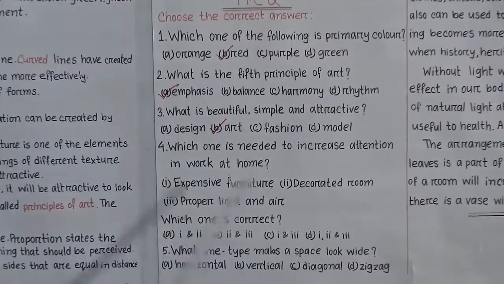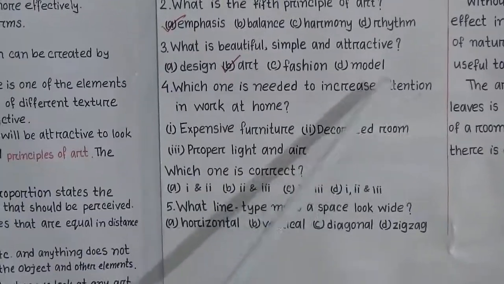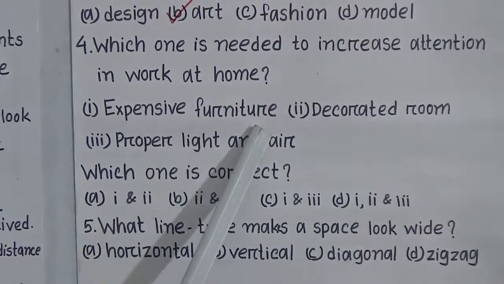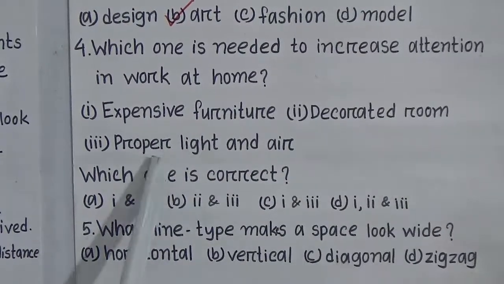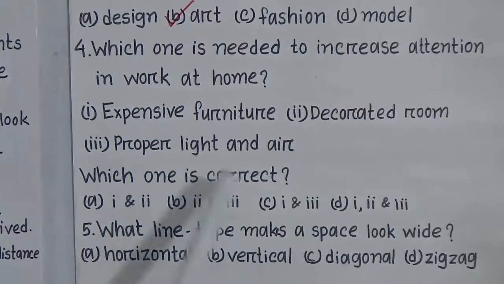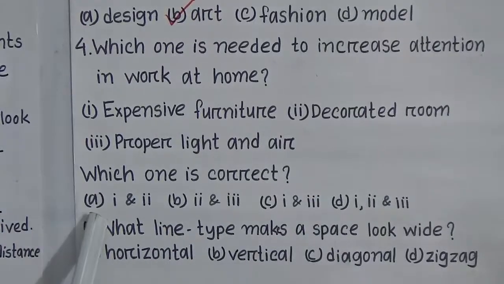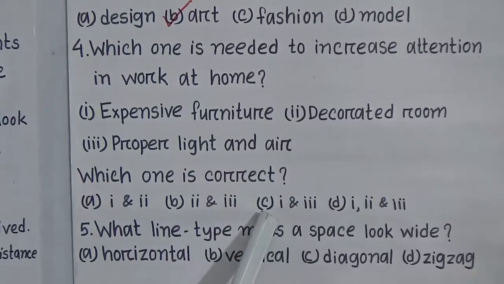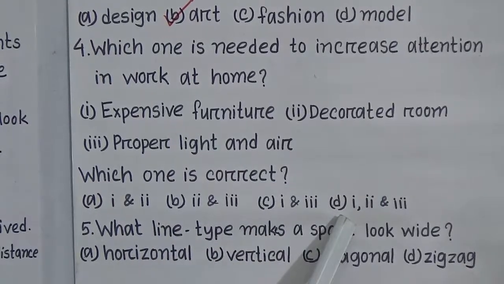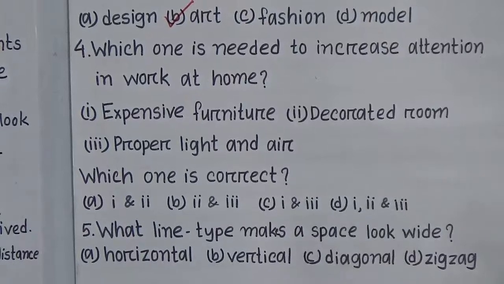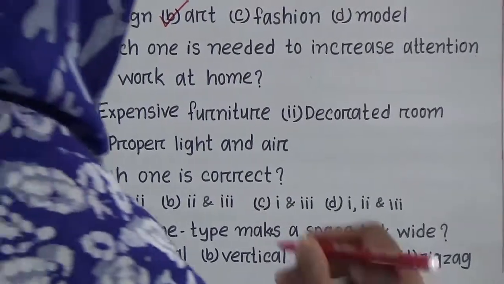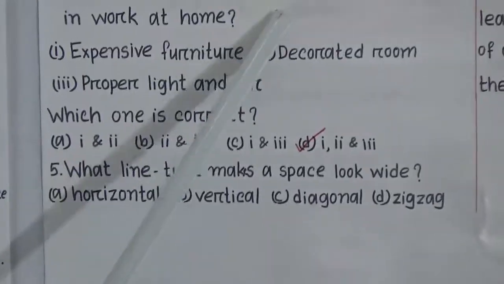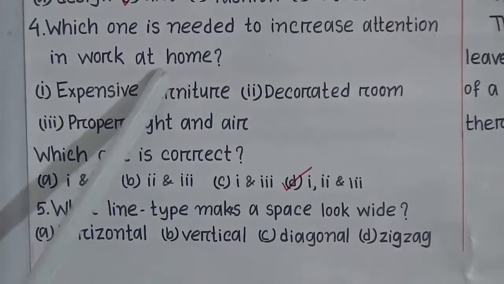Number 4, which one is needed to increase attention in work at home? Options are expensive furniture, decorated room, proper light and air. Which one is correct? Option A, 1 and 2, B, 2 and 3, C, 1 and 3, D, 1, 2 and 3. The answer will be D. That means 1, 2, 3. All are needed to increase attention in work at home.